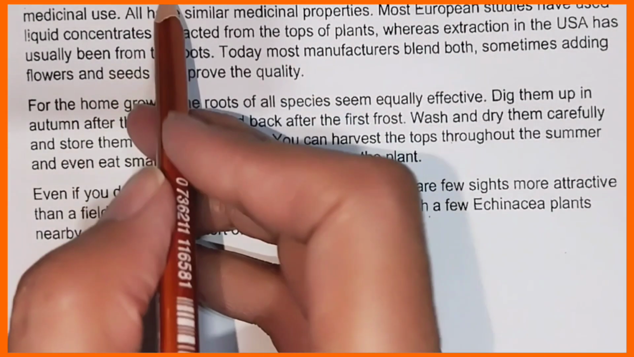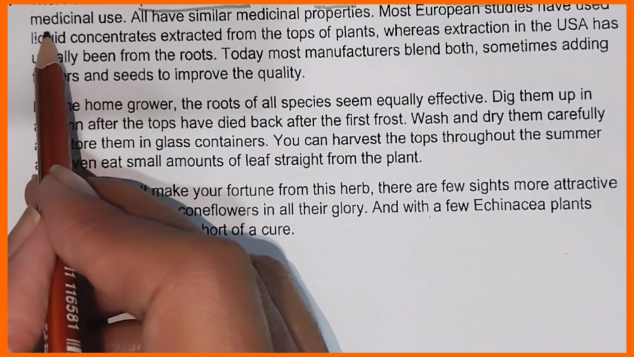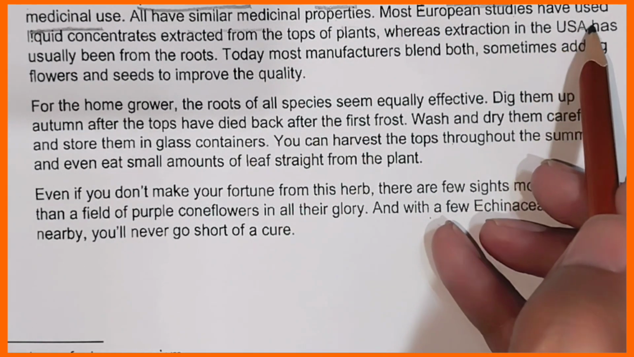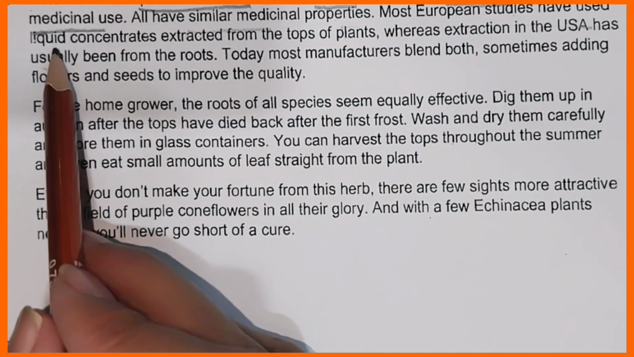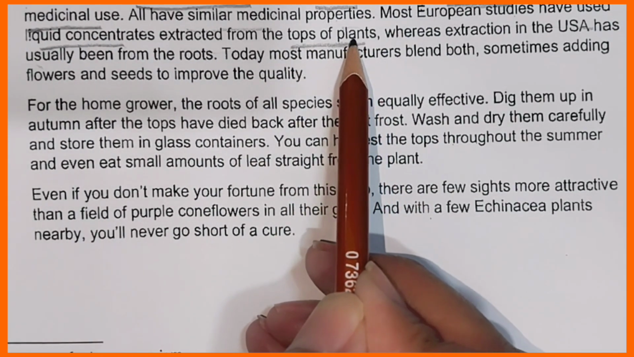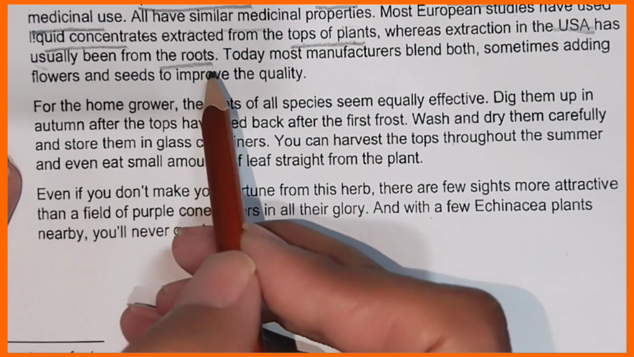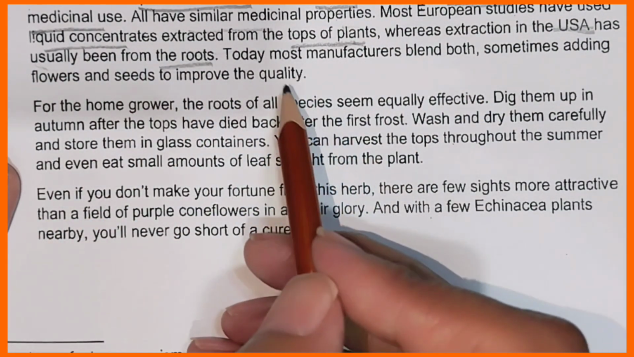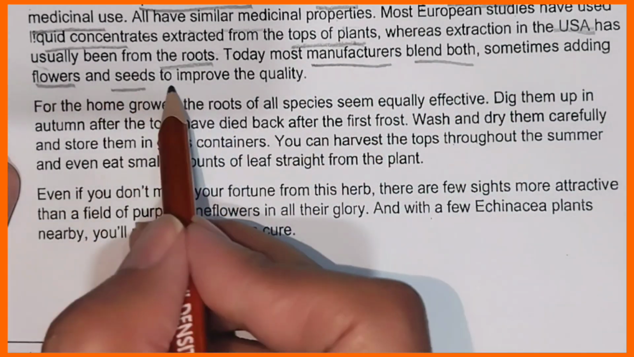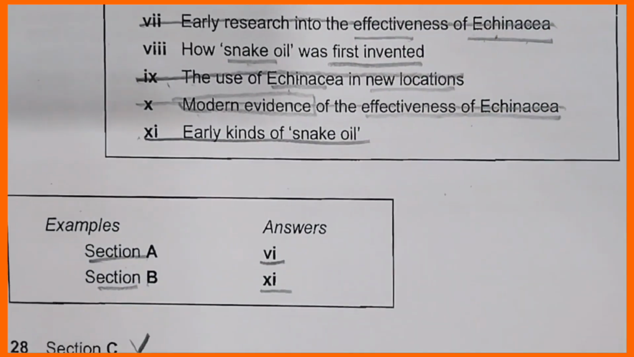There are 9 species of echinacea in all, but only 3 are generally grown for medicinal use. All have similar medical properties. Most European studies have used liquid concentrates extracted from the tops of plants. So mostly they are using the tops of the plant, whereas extraction in the USA has usually been from the roots. So plant tops and roots are both used. Today most manufacturers blend both, sometimes adding flowers and seeds to improve the quality. It means they are talking about the use of different parts of echinacea.